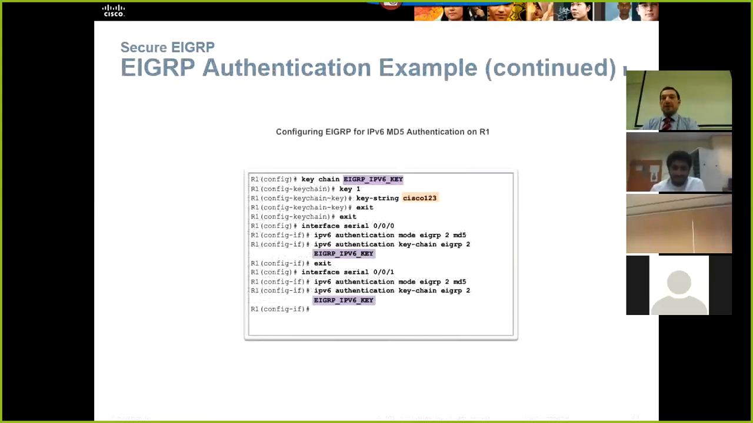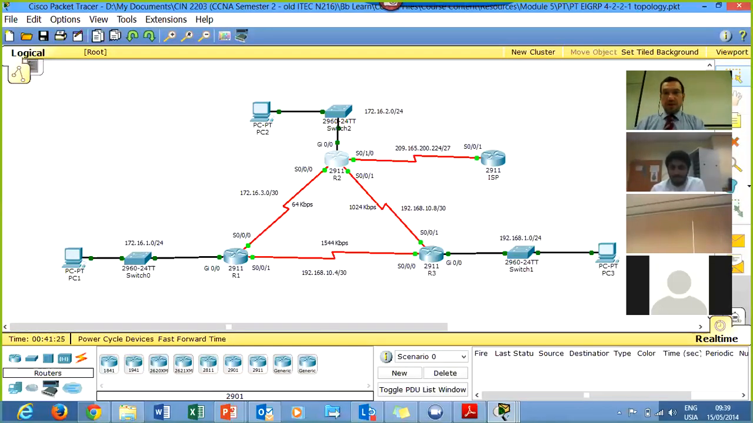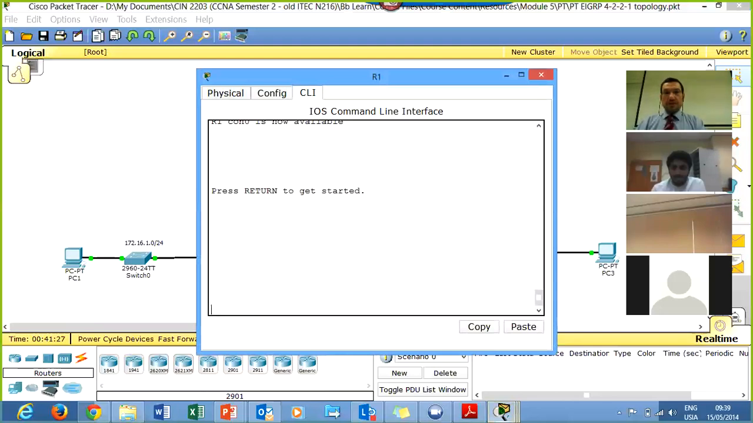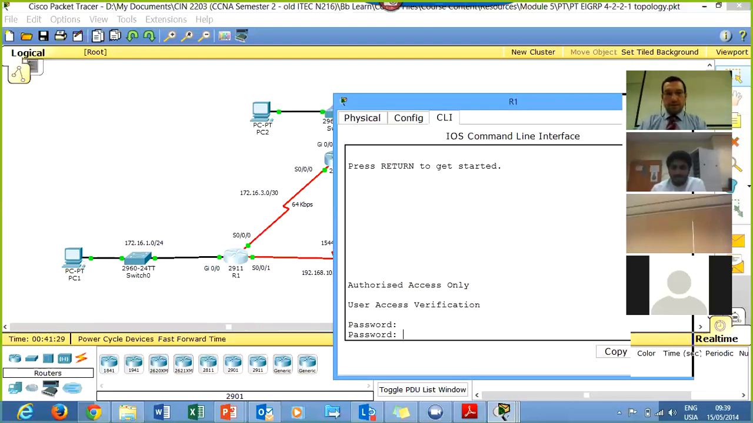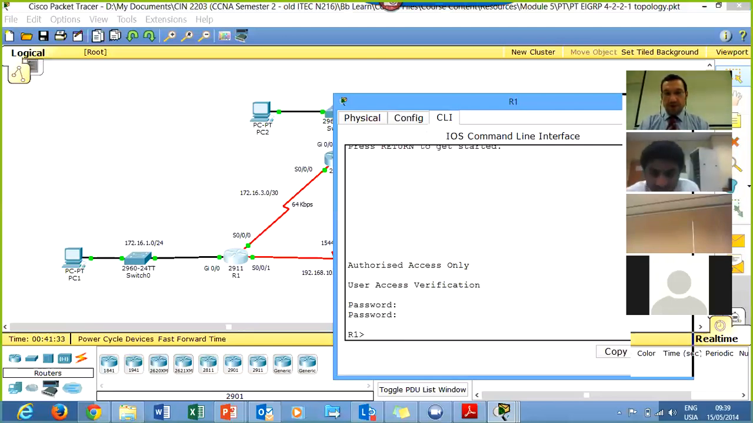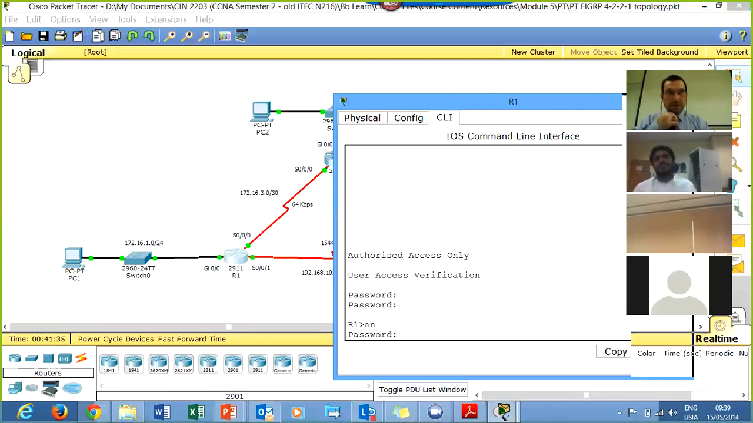Yeah. So keychain, I need to go to R1. Okay. Let's. You have time? Yes, quickly. Let's configure this. So let's do it at least on one link. Yeah. You have time, perhaps on one link. Okay.